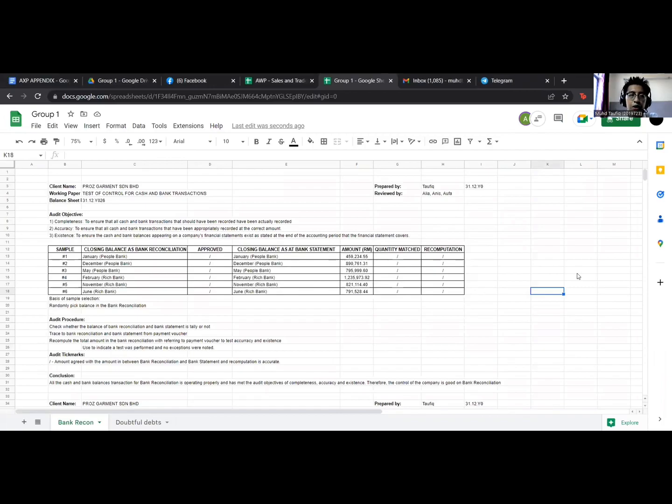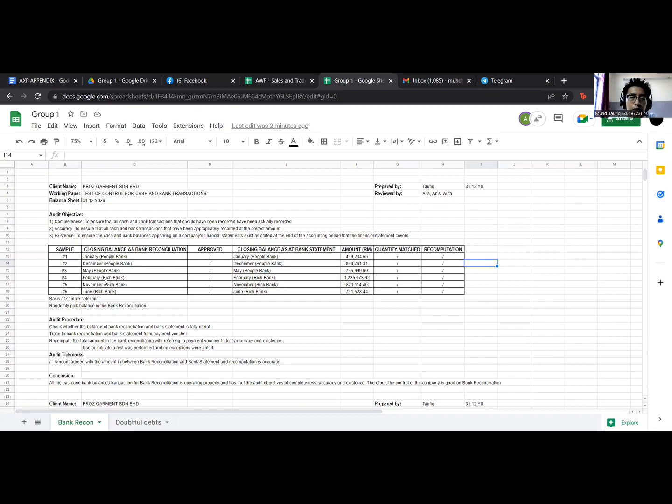So today we will present on the bank reconciliation and doubtful debt of Prosy Garment Sundar Berhad. The first working paper that we did is test of control for cash and bank transactions. The audit objectives that we would like to achieve are completeness, accuracy, and existence. We have 6 different samples, and the basis of sample selection is randomly picked balance in the bank reconciliation.